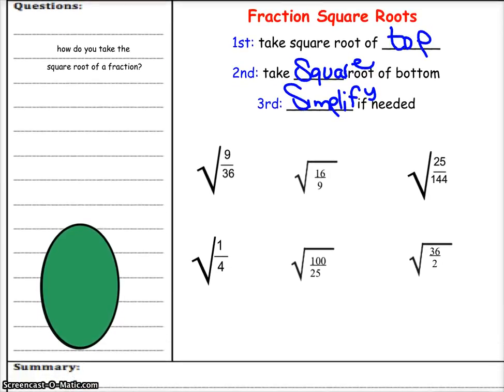The square root of 9 over 36 sure does not look pretty. This is just the square root of 9 over the square root of 36. See how I broke that up? I took that big square root and I put it on the top and the bottom. What's the square root of 9? 3. What's the square root of 36? 6. What's 3 over 6? 1/2.